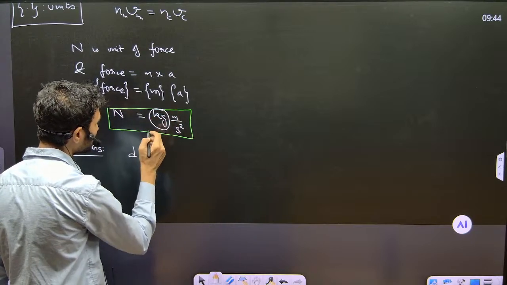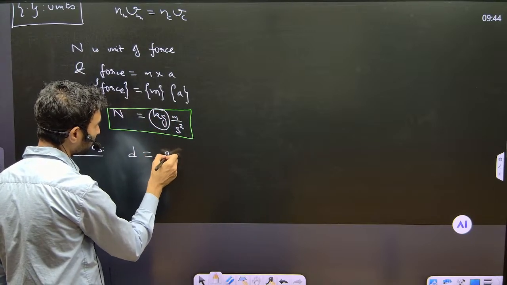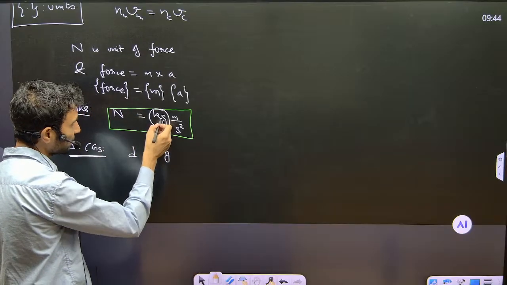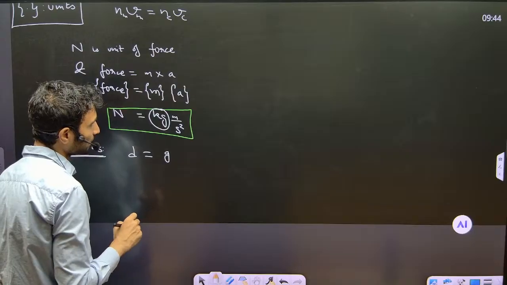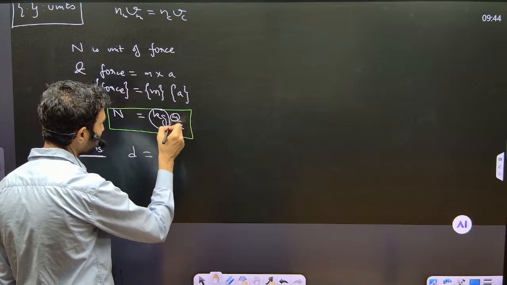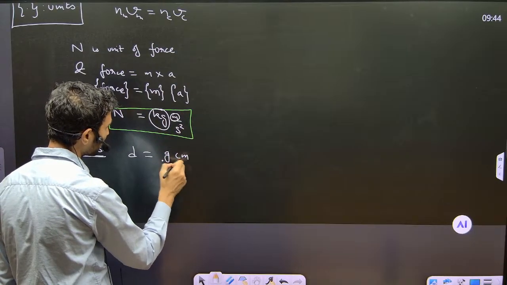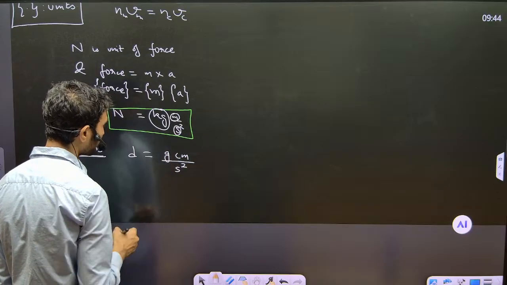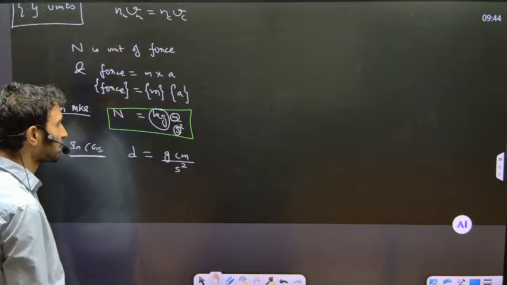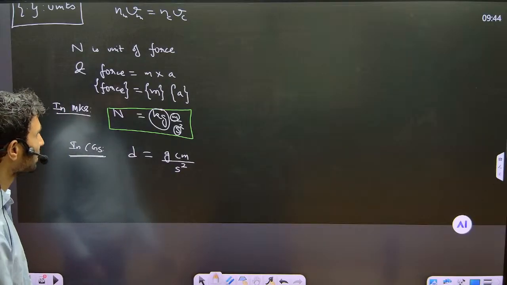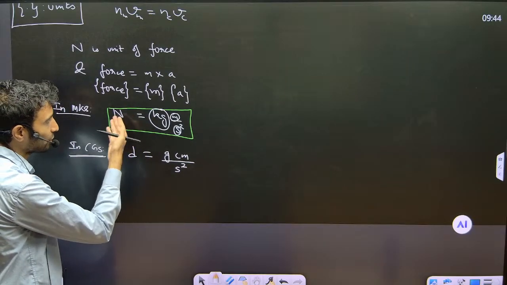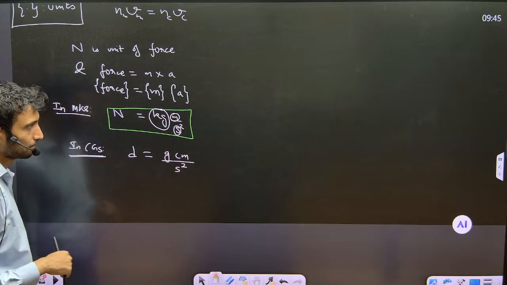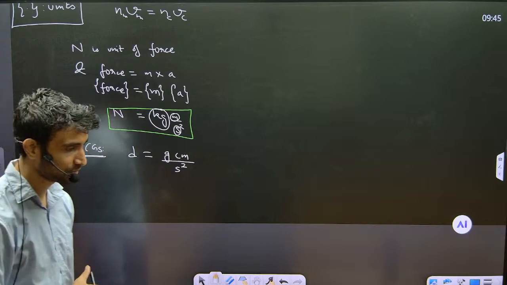Kg becomes gram. In CGS we're writing, right? So Newton becomes dyne, kg becomes gram, and meter becomes centimeter. Second becomes second. So dyne is equal to gram centimeter per second square. It's the same way Newton is written. Newton is kg meter per second square. Dyne is gram centimeter per second square. Right. So I hope that's clear to you.